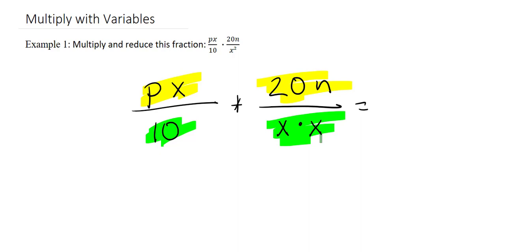We could cancel if there's any terms that cross cancel here. So this x here and this x here would cancel out each other because x over x is just equal to 1. So if we were to multiply it out, we would have that, but we could just go ahead and reduce this before we even multiply. Then we have a 10 and a 20. So this 20 could be divided by a whole 10, and this 10 could be divided by a whole 10. So that would just become a 1, and this would just become a 2.